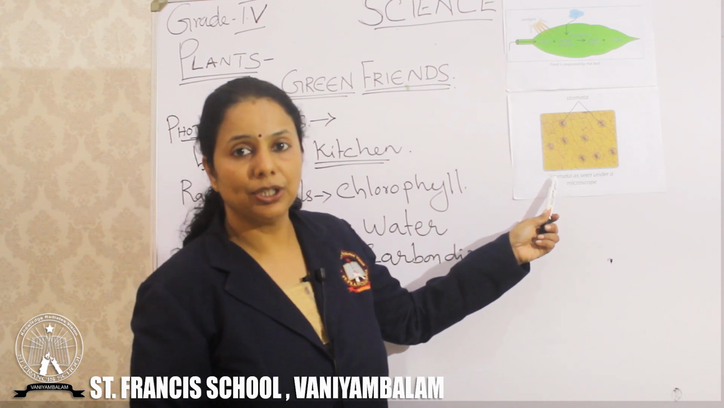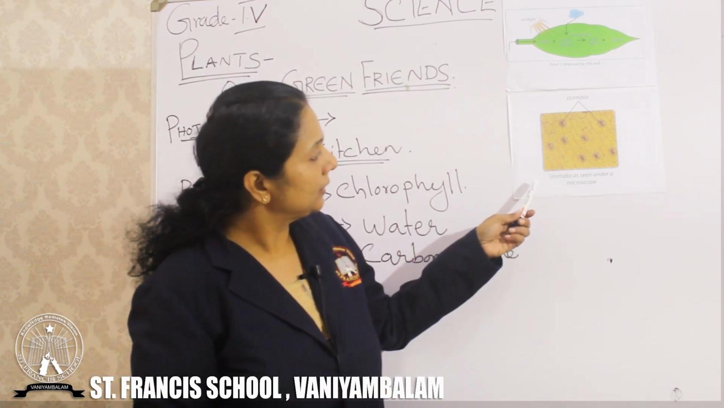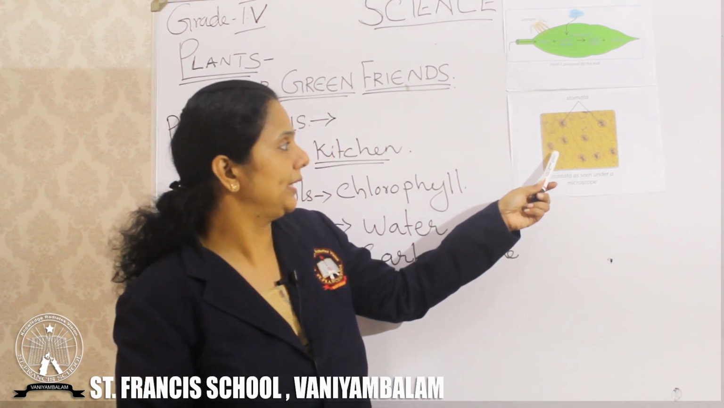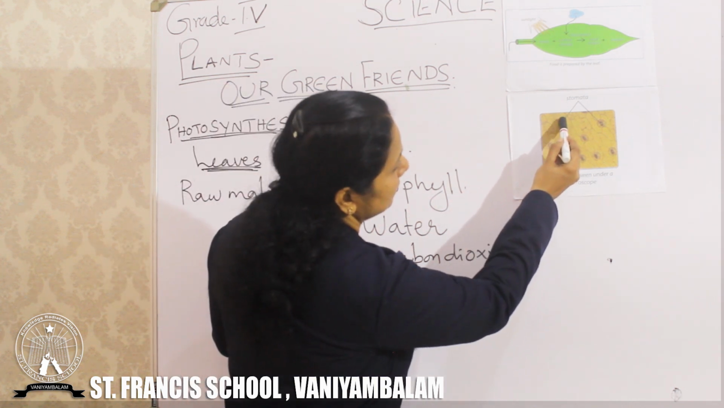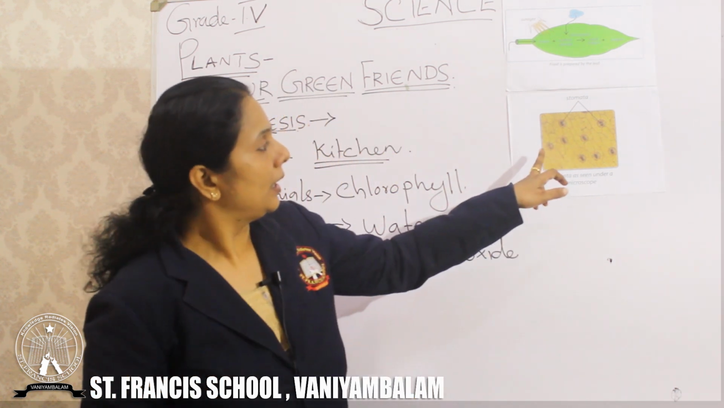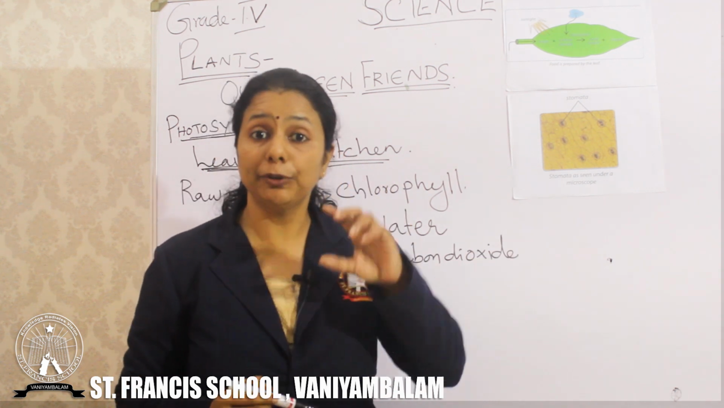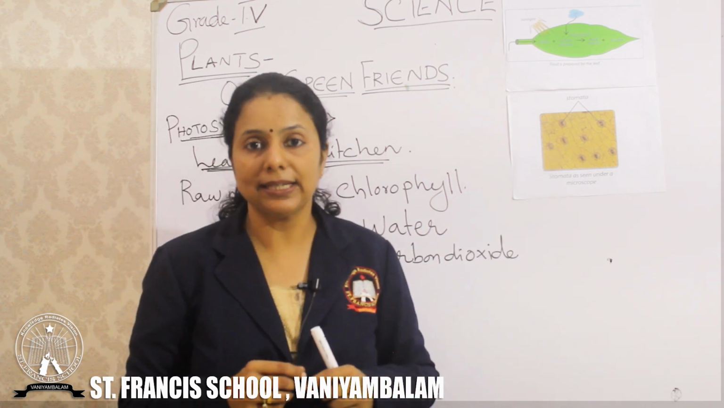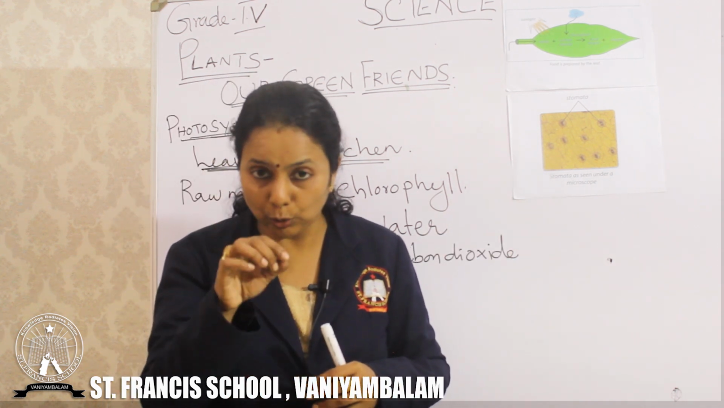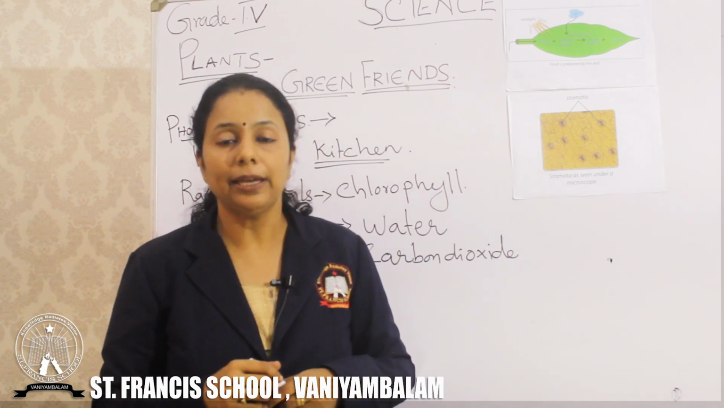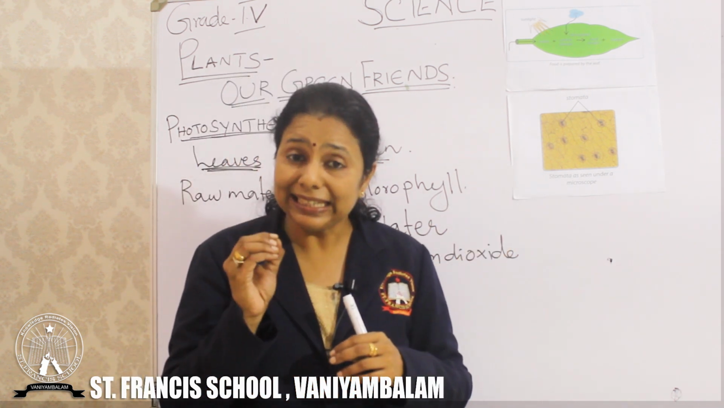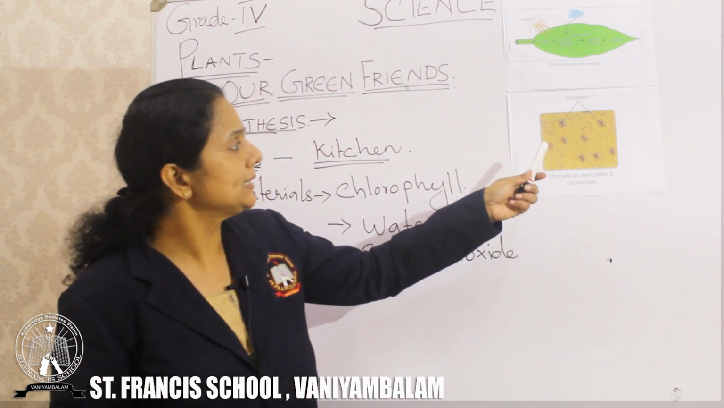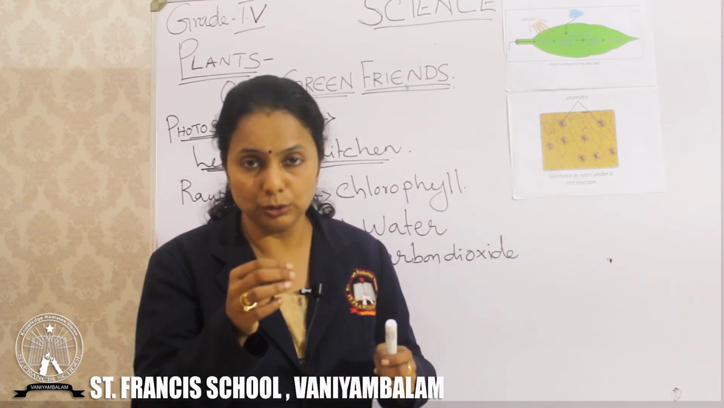Children, look here in the picture. Here, this is how stomata can be seen on the surface of the leaves. See, like small tiny pores, and this is the microscopic view of a stomata. So this is how we can see stomata on the surface of the leaves when we look through a microscope. These stomata are very tiny pores which can be seen only through a microscope.